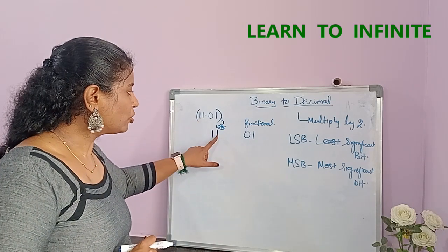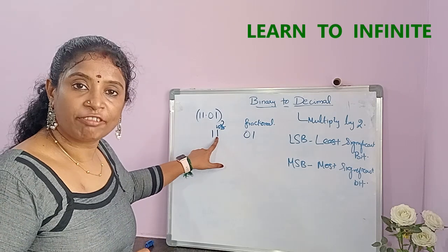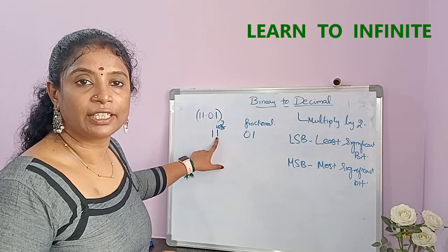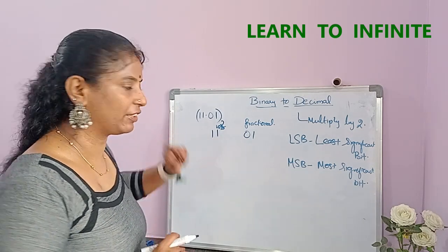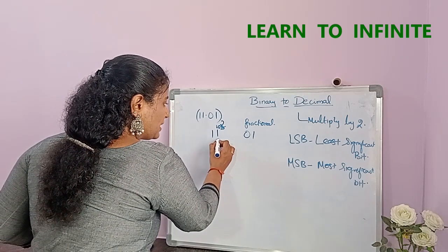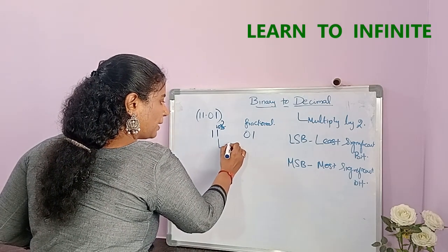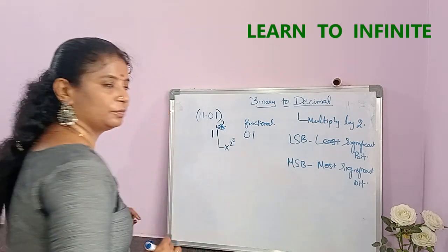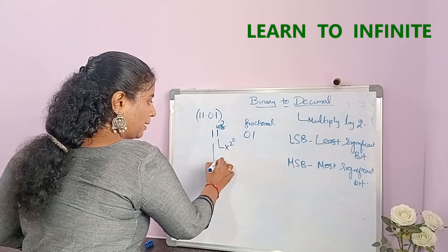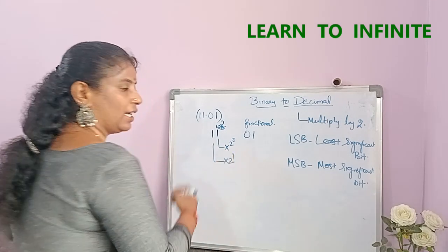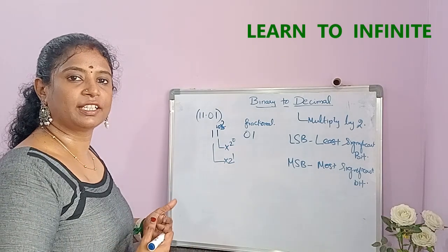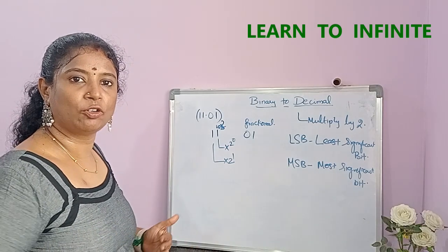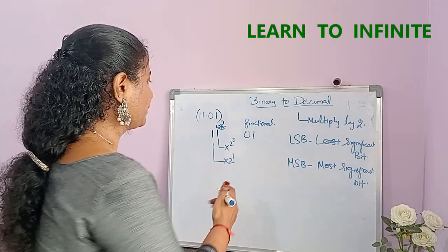Now, before the fractional point, we should concentrate on the LSB, that is the least significant bit. So this is our least significant bit, multiplied by 2 power 0. The next digit is multiplied by 2 power 1 and so on. If there is a next number, it is 2 power 2, 2 power 3, 2 power 4 and so on, right?